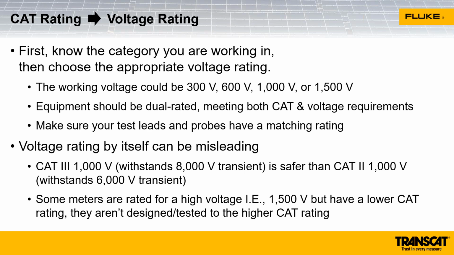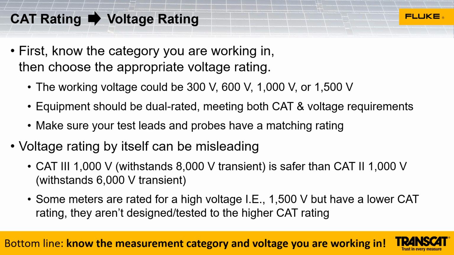In that case, that manufacturer has probably not tested that equipment to the higher category voltage rating, so it's probably not as robust as a piece of equipment that was rated for the full 1500 volts in a category 3 environment. So again, the bottom line: know what category environment you're working in, know what the maximum voltage of the system you're going to be working on is, and make sure you get equipment that matches those ratings.